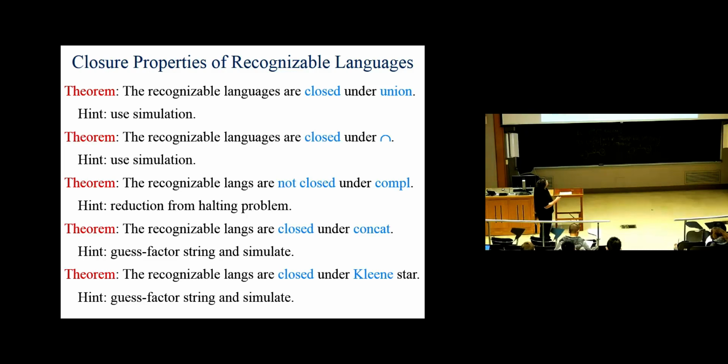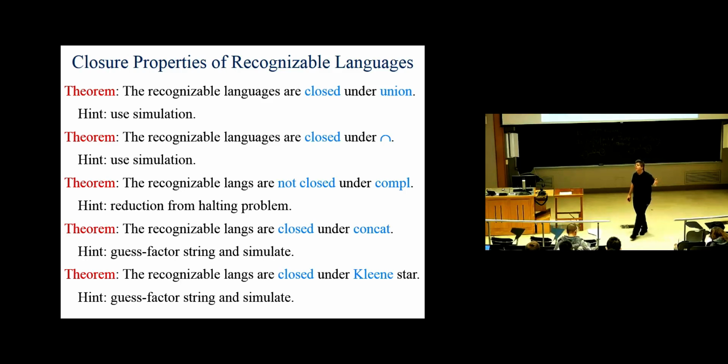They're closed under union, again by simulation. They're closed under intersection, again by simulation. The only caveat here is what? When you simulate two recognizers, you can't just simulate one and wait for it to give you the answer, and then simulate the other and wait on that. What's the problem with that strategy? It's not guaranteed to halt.